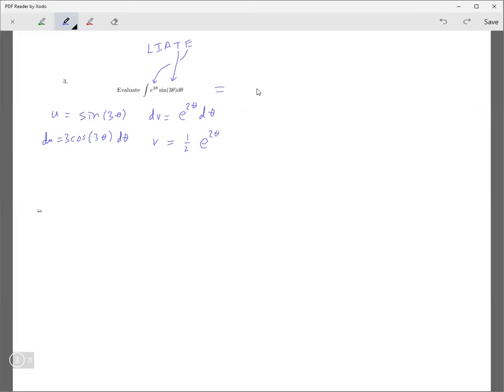So we go ahead and plug everything in. u is sine 3 theta, and v is 1/2 e to the 2 theta, and it also appears here, so 1/2 e to the 2 theta, and then du was all this, so there's a 3 there, cosine 3 theta.